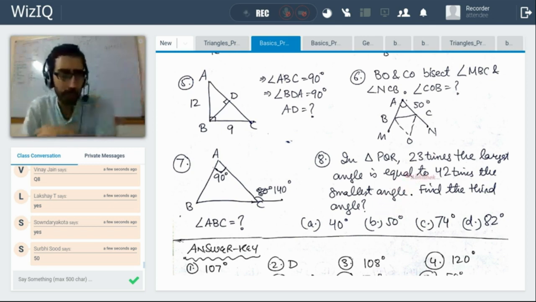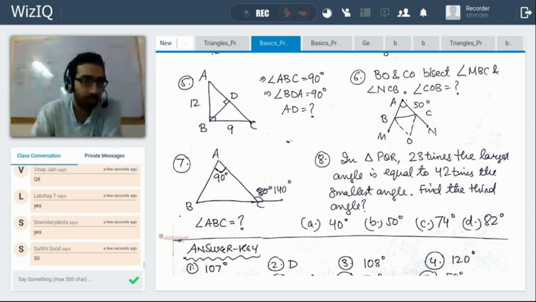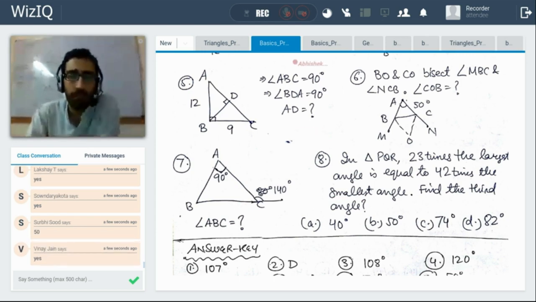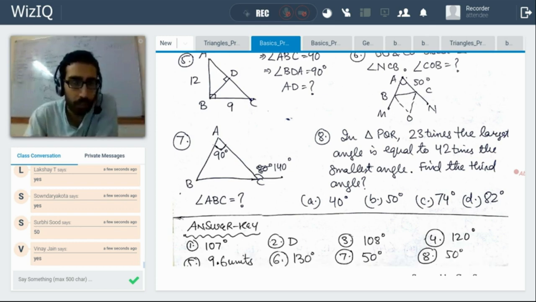Is this clear? Vinay, is this clear? Okay, cool. Jugaad hai, this is Jugaad really, this is nothing else. But this Jugaad works for such questions. This is a particular question type where it works.